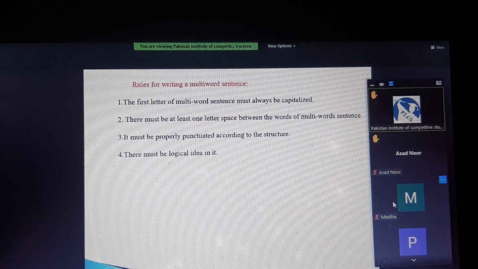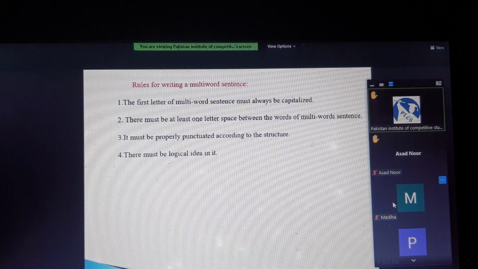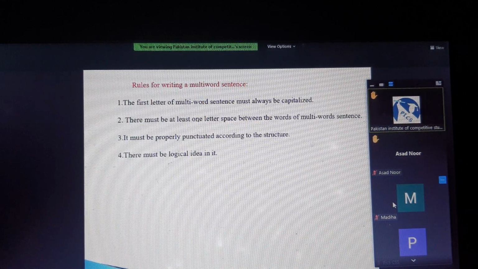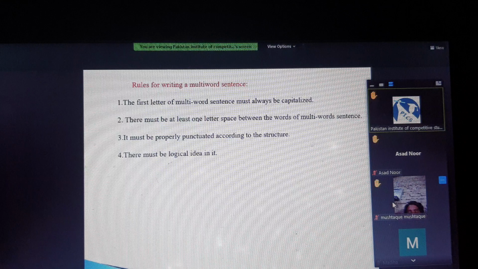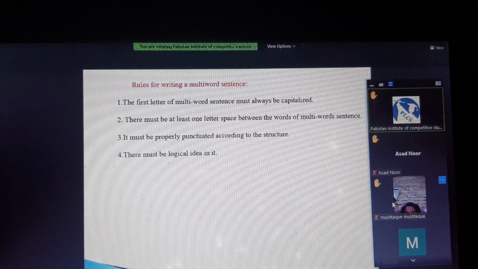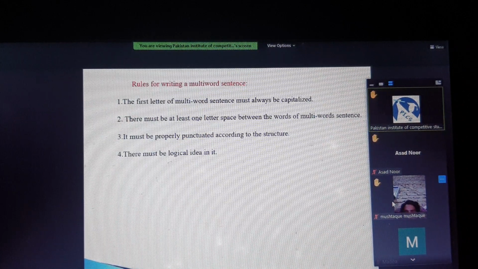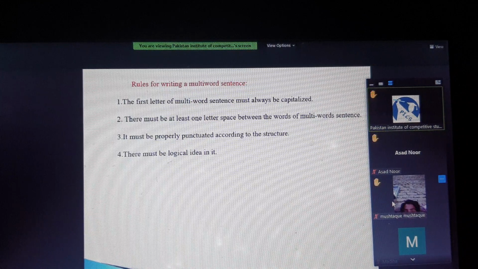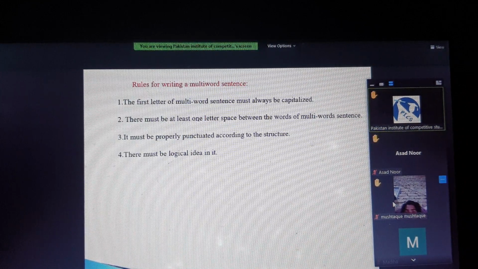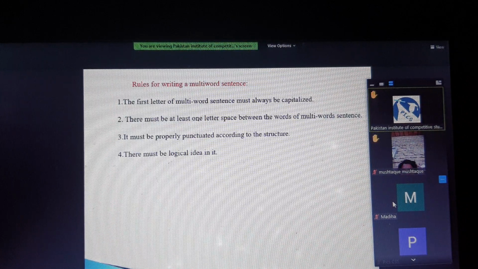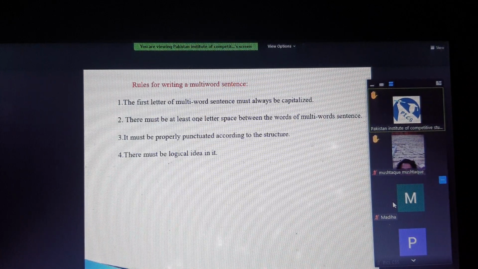उसके बाद there must be at least one letter space between the words of multi-word sentence. In multi-word sentence के दरम्यान में जितने भी words होंगे, 5 words, 6, 7, 8, 10, 12, 20, उनके दरम्यान एक letter के मुताबिक space होना लाजमी है. Not 2 letters, 1 letter. अभी सवाल ये है, the logic is this, that why there must be a single letter space. Why there is a need of a single letter space.